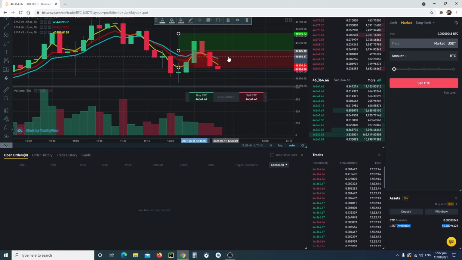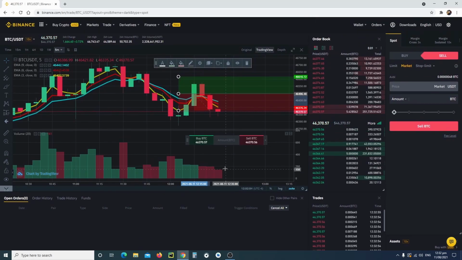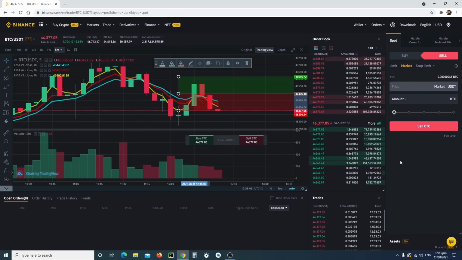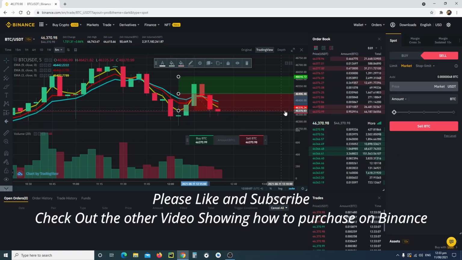However, as you practice, do it with small amounts, and over time you will get better, and then you can start investing more and more. This is just for educational purposes. I am not a financial advisor, so I would not encourage you to invest all of your life savings into this. However, feel free to practice, and happy trading.